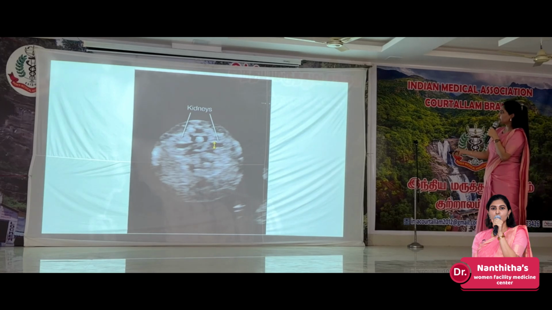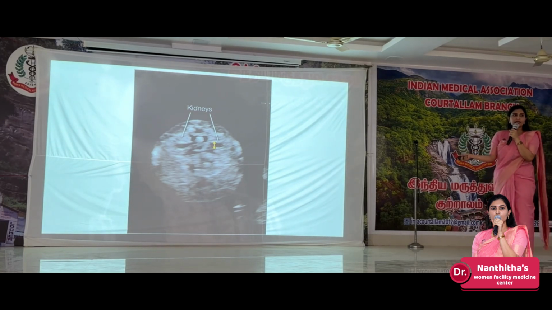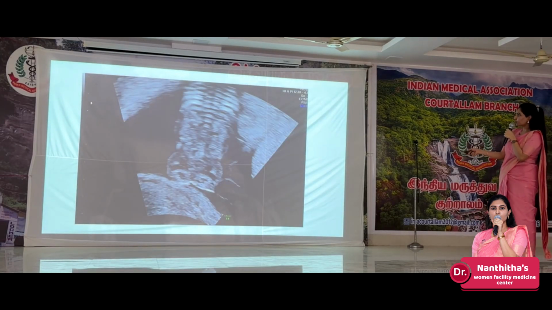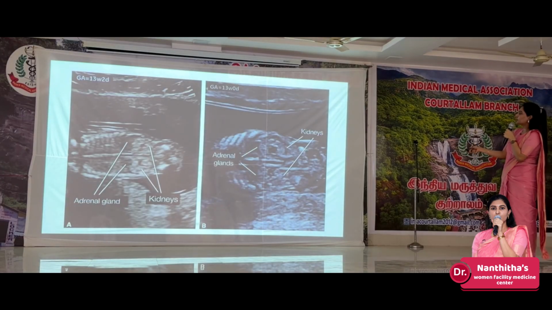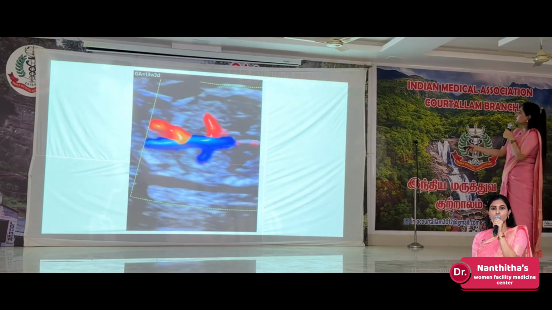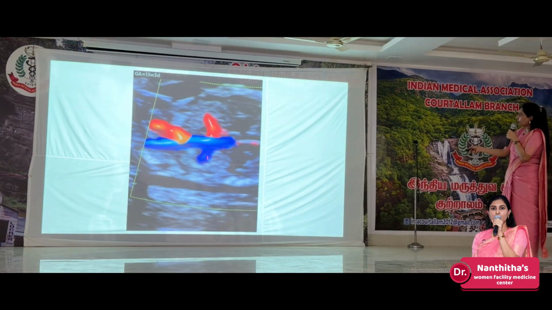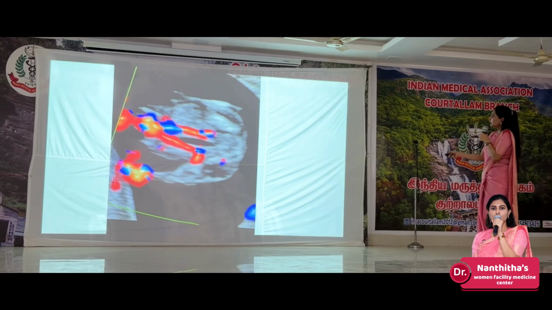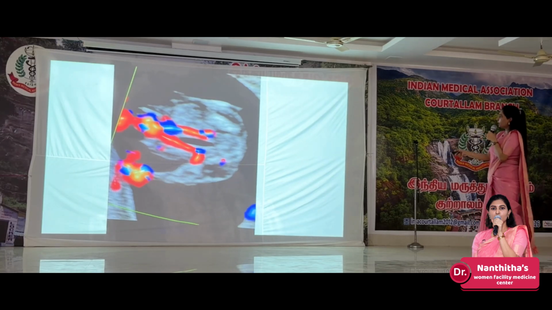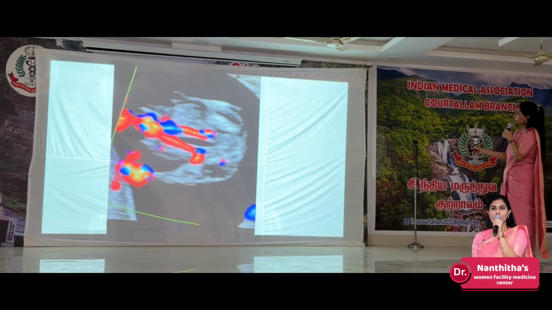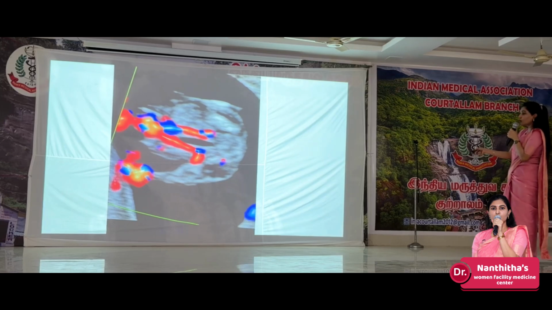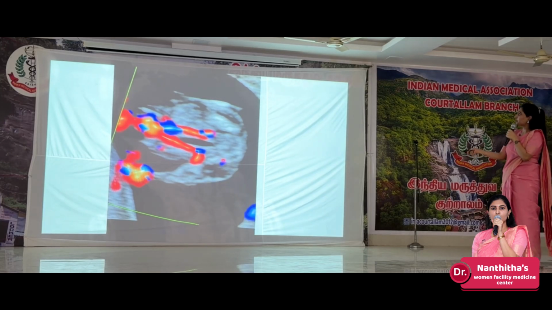Coming to the urogenital system, the kidneys you can take in axial or coronal views. If you are not able to take the kidneys in coronal view or axial view, you can just put on color and document the renal artery. Then the bladder along with the umbilical artery on either side. Here itself we can rule out the single umbilical artery in the first trimester itself.